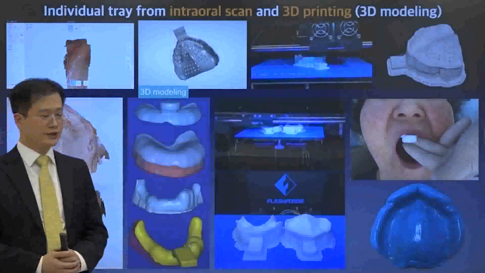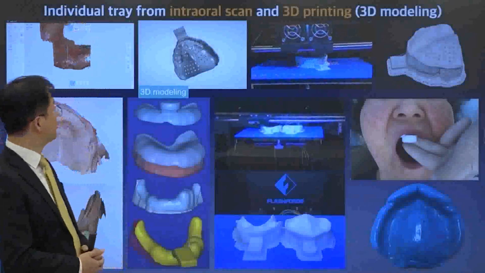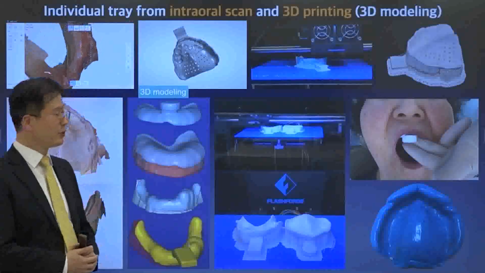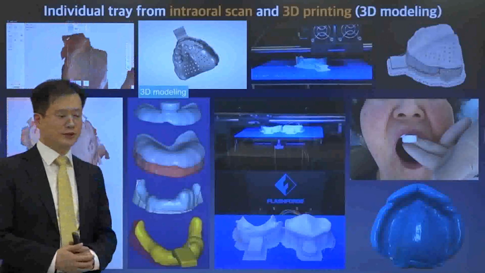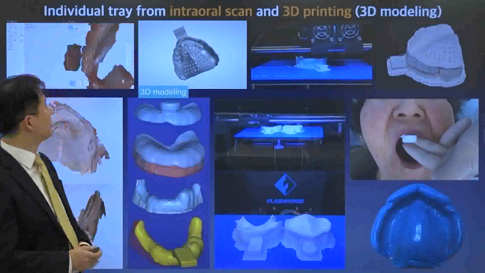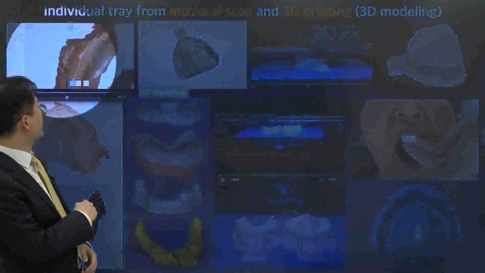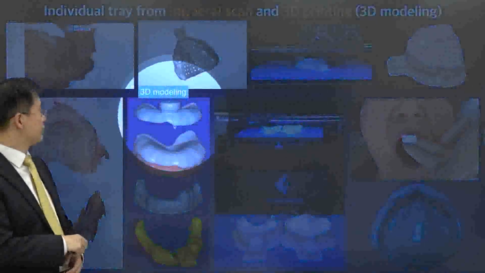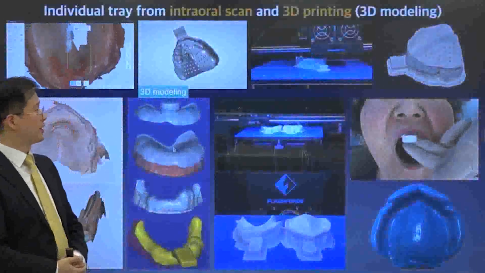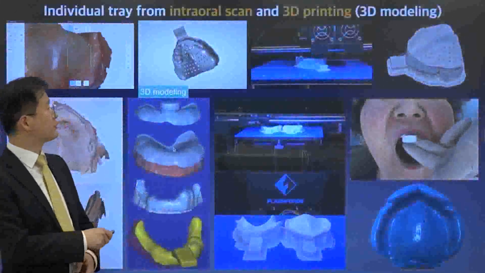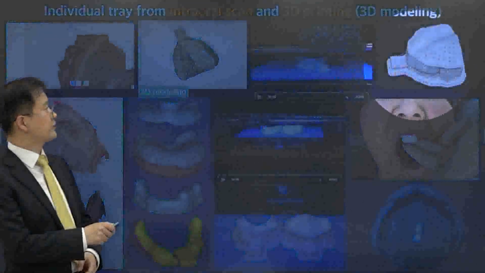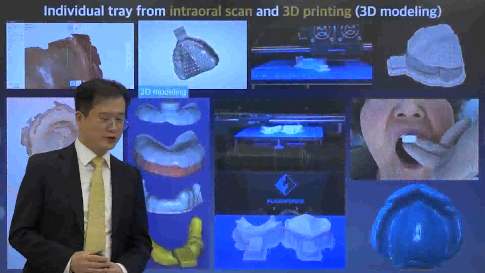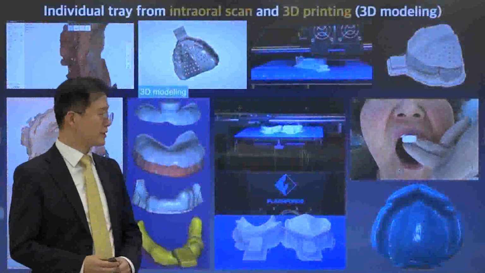Let's apply digital methods to the complete denture. It can assist the conventional way by fabricating components of the traditional method, such as the individual tray. We can acquire intraoral scan data and use it to design an individual tray. After that, we can print it out as an actual tray. We can make a physical impression with these components fabricated with digital technology.